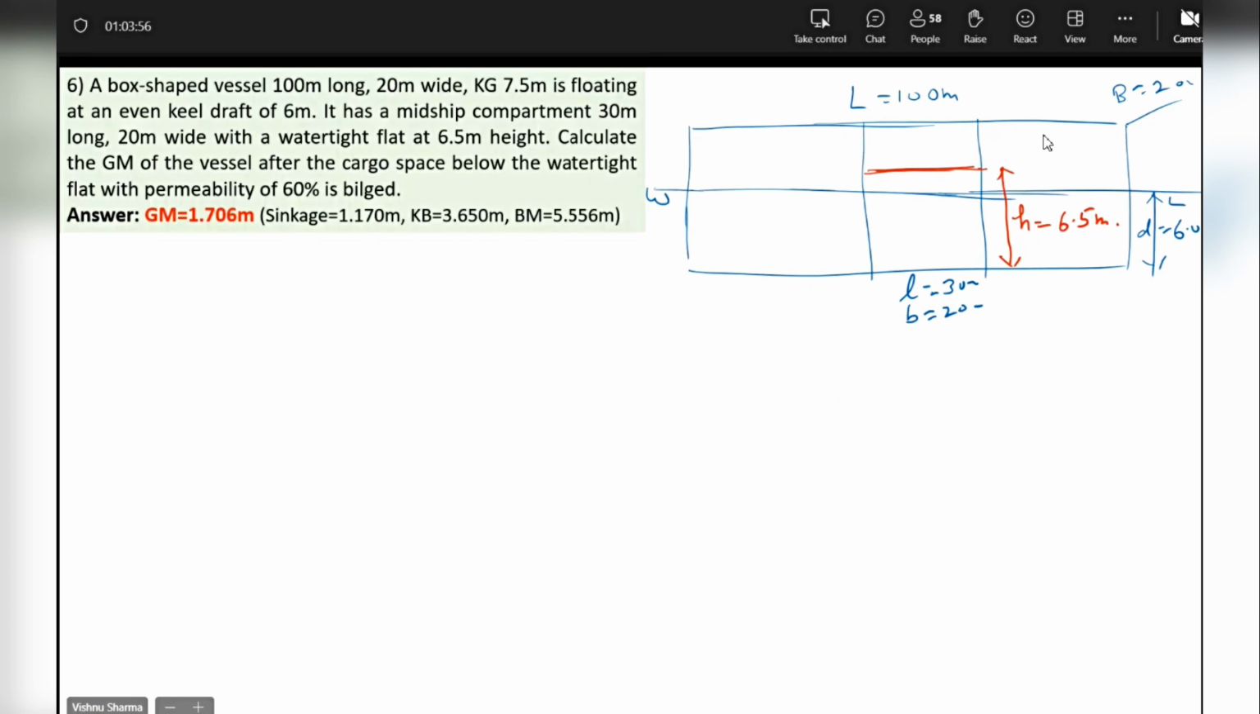Calculate the GM of the vessel after the cargo space below the watertight flat is bilged and the permeability of the space is 60%. So that means there is something here which reduces the free space and the permeability is 60%. Guys, is the question clear? Yes, sir. Question is clear, beta? The diagram is as per the question.